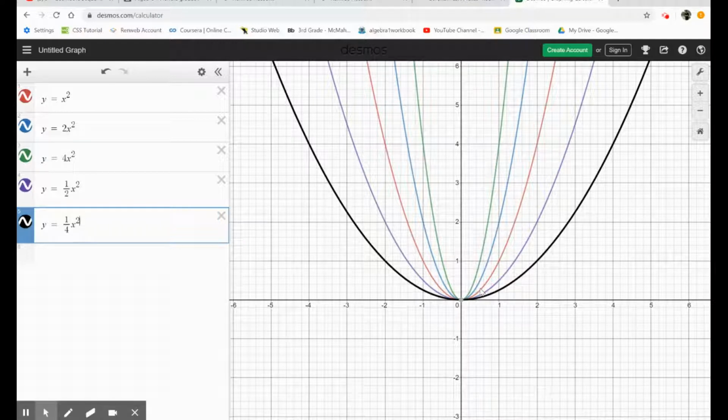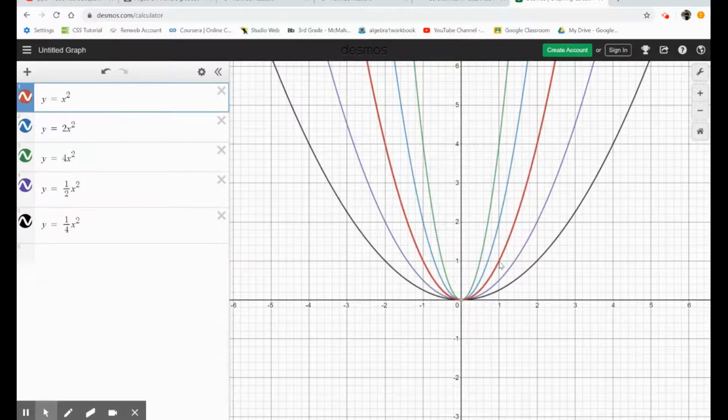If we did a table of values, you would see that as you plug in points, like for instance, let's look at the red graph up here, y equals x squared. If I plug in 1 for x, we'll get the y value. y equals 1 squared, which is 1. So the point is 1, 1. And we can see the red right here. We can see the point 1, 1 right here where the cursor is.